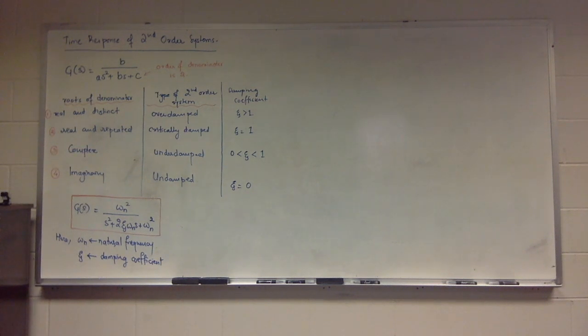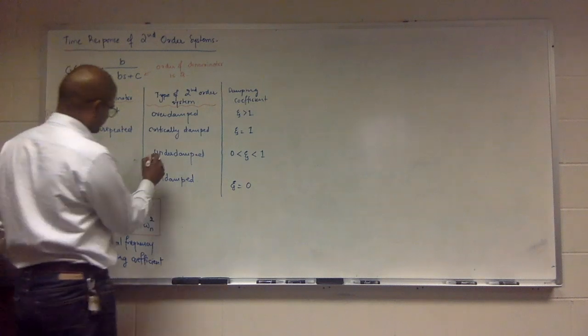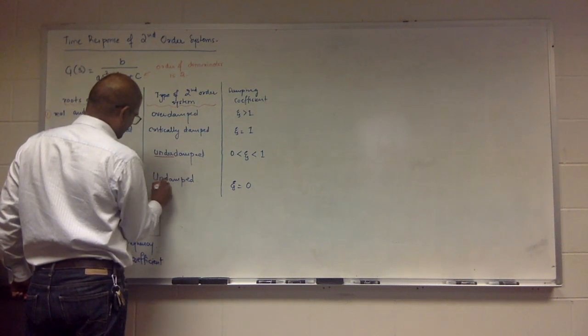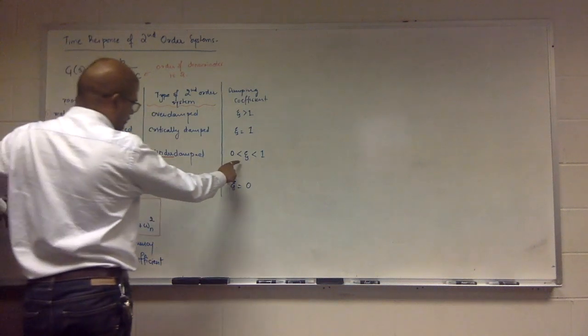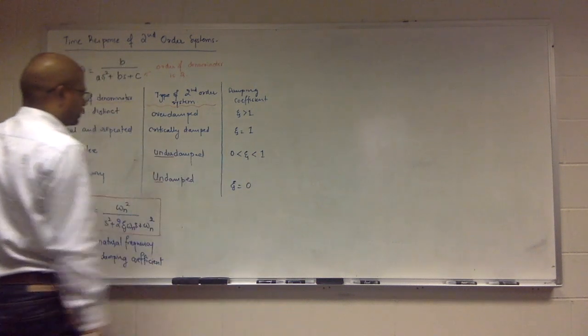So underdamped, as the word suggests, is not sufficiently damped. You can say that. So it will go above and then slowly settle. That is the reason the zeta coefficient is 0 to 1.